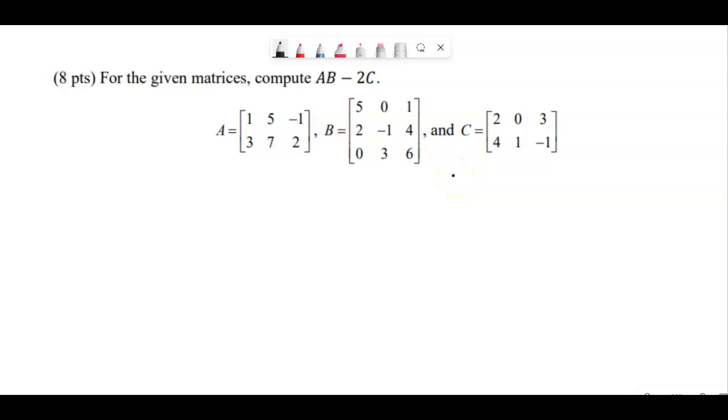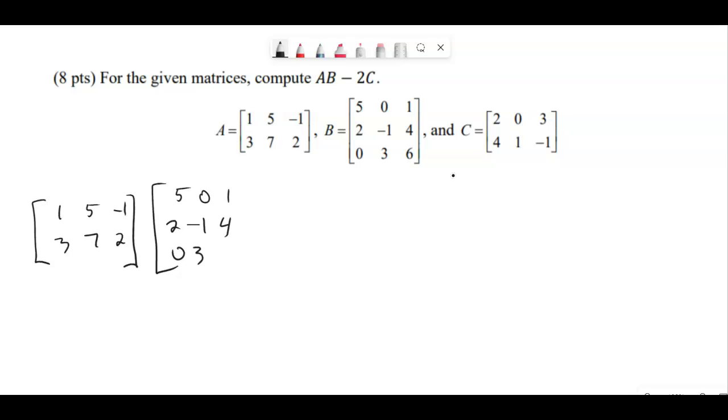For the given matrices, compute AB minus 2C. First off, AB is a matrix multiplication. So if we work out AB, we have to work out 1, 5, negative 1, 3, 7, 2 times 5, 0, 1, 2, negative 1, 4, 0, 3, 6.